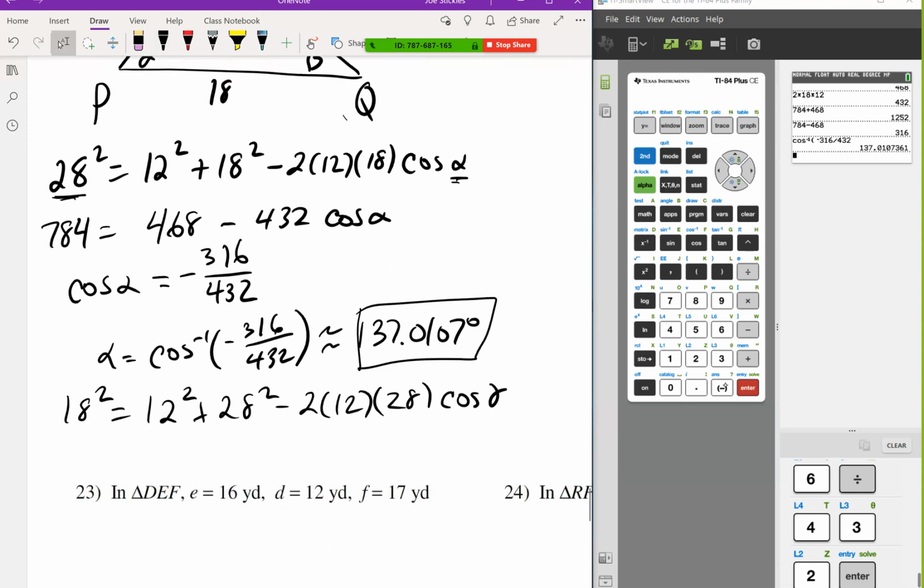Okay. All right, so your 18 squared here is 324. Your 12 squared is 144. And we just did 28 squared a minute ago. That was 784. And if we go over to the calculator, 2 times 12 times 28, we get 672.